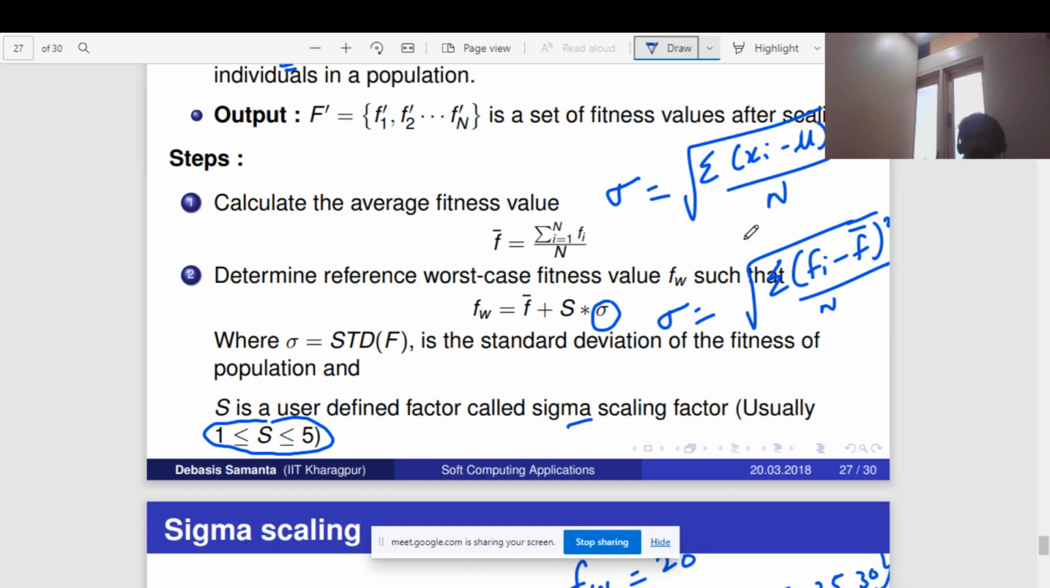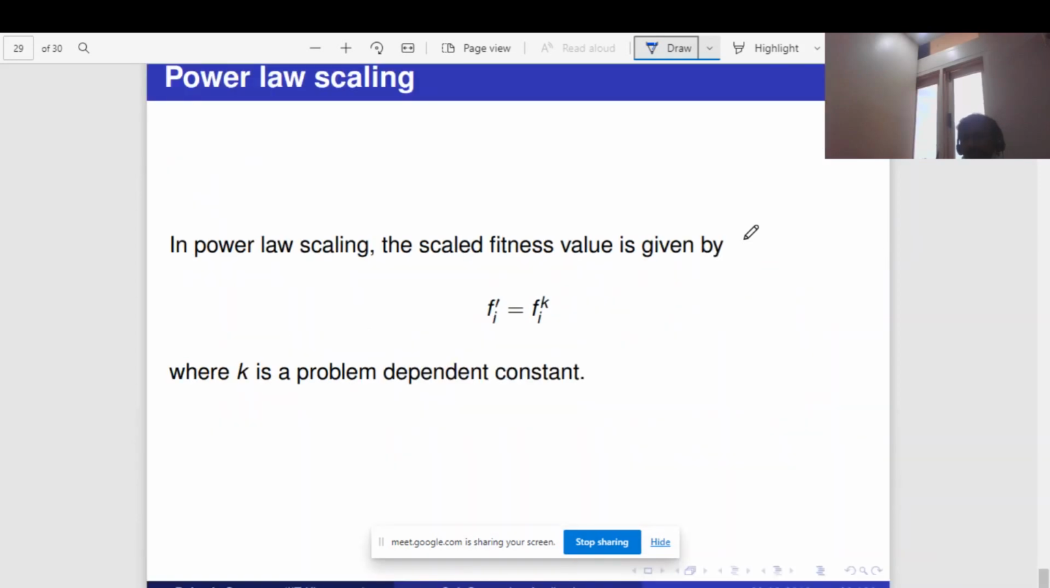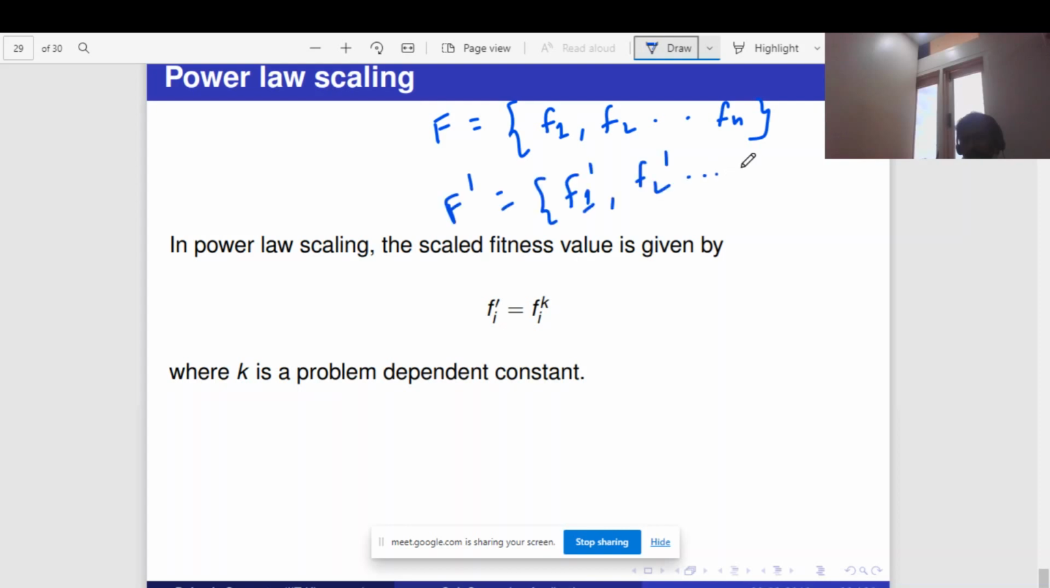The next is power scaling. It's just a simple logic. Here also the input and output are the same. Input is F, which is nothing but F1, F2 up to Fn. Output is F dash, which is F1 dash, F2 dash up to Fn dash. Fi dash is calculated as Fi to the power of k, where k is a constant decided by the user or the programmer.